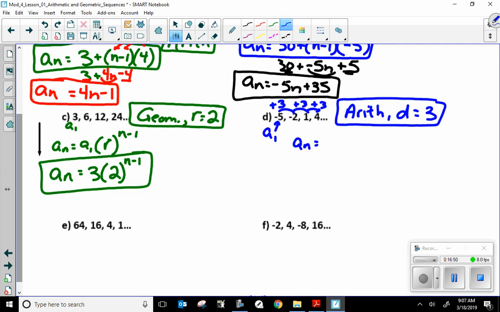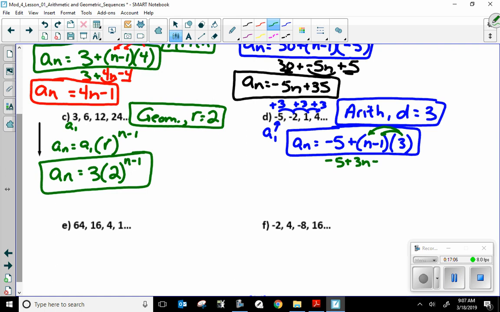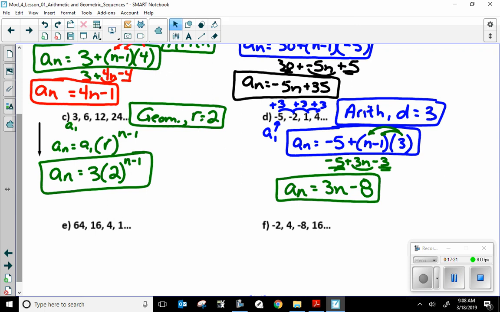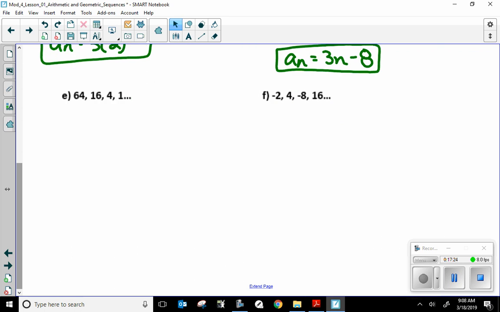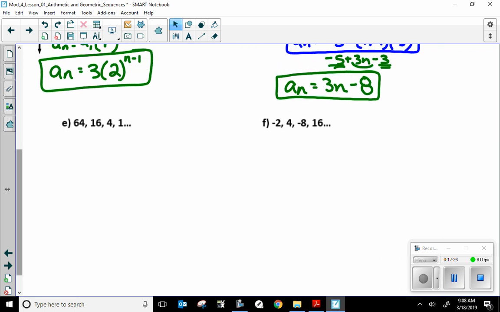So a sub n equals my first term plus n minus 1 times my common difference, which is 3. Absolutely acceptable. I want you guys to simplify, which means this becomes 3n minus 3. So negative 5 plus 3n minus 3. So a sub n equals 3n, I have minus 5 minus 3, let's call it minus 8. That's a simplified version. It's okay, not bad. I think you guys are getting somewhat decent at this.